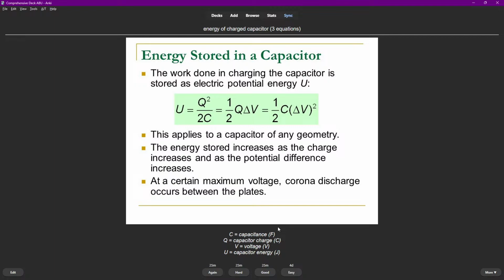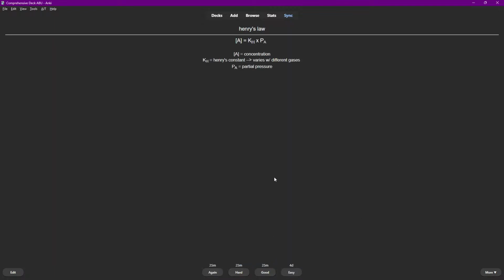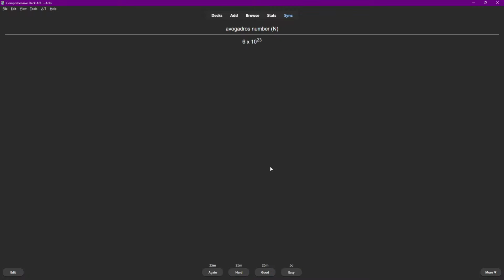Well, Henry's law? Did not learn that one. That one doesn't seem high yield because I never heard of that one. Never heard of that one. I'll say that one's hard. Avogadro's number is 6.02 times 10 to the 23rd molecules.